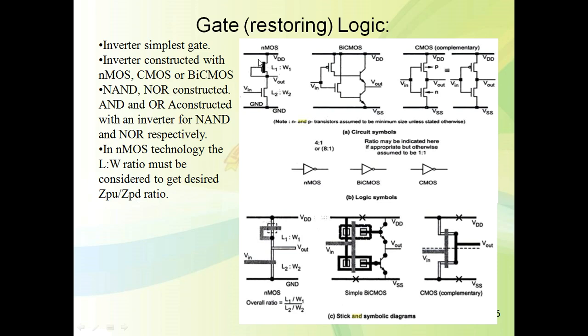Here one depletion type transistor acts as a load, and another transistor, the enhancement mode transistor, is the driver. We know how to draw the stick diagram for it, as we have seen in previous modules. So this is the N diffusion line, this is the poly layer, this is the implant. We have to mention the length to width ratio.